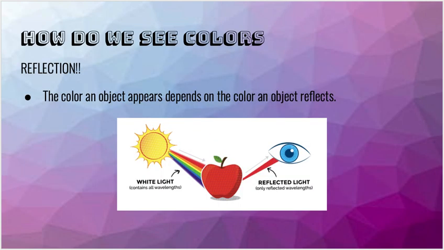So how do we see colors? We see colors because of reflection. The color an object appears depends on the color an object reflects. The sun produces white light. It contains all of the wavelengths, red, orange, yellow, green, blue, purple. It contains all of them, and that hits this apple. And the color red is what is reflected. Red is the only thing that's reflected. Everything else is absorbed into the apple.